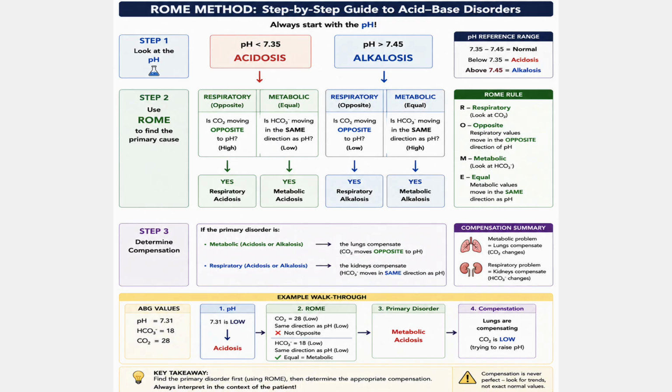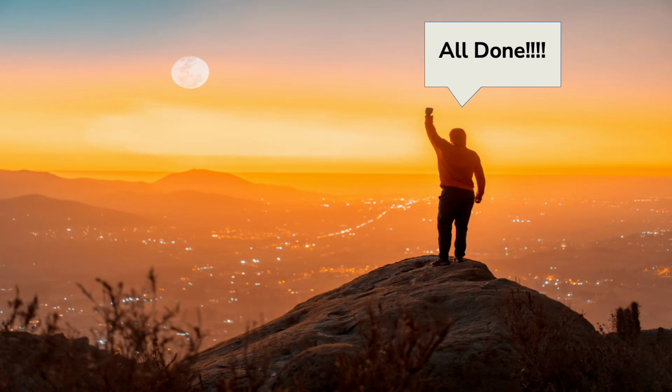Basically, start with the pH, use the Rome method to find the primary cause, then determine if compensation is occurring. This structured approach helps you to avoid confusion and stay consistent every time you interpret your ABGs. Okay, and that is it for our lecture on acid-base imbalances.